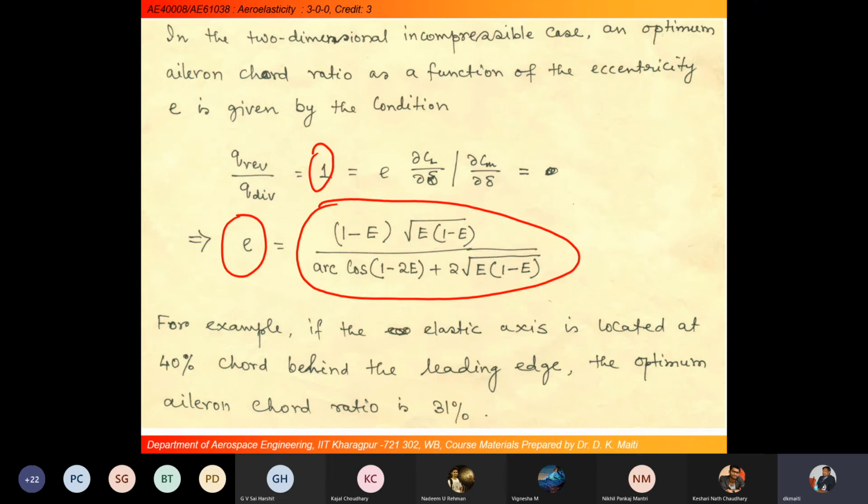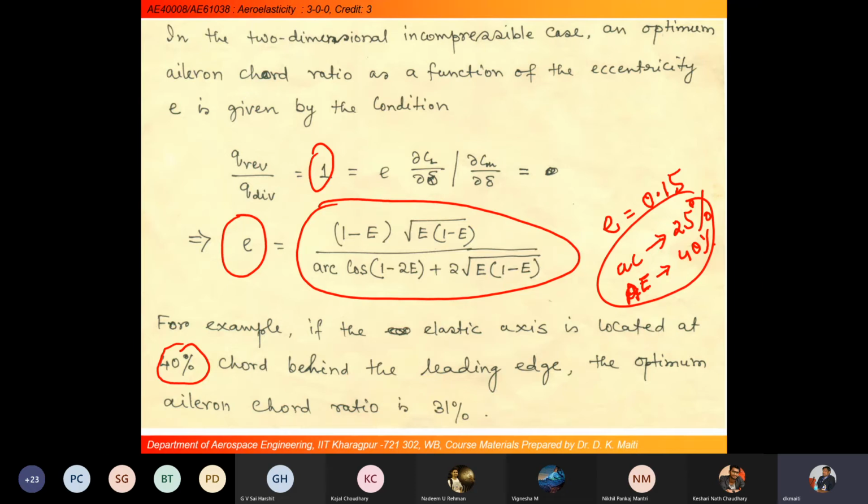For example, if the elastic axis is located at 40% chord behind the leading edge, and the location of the aerodynamic center is at the 25% quarter chord point, then e will come as 0.15. With that combination we will get the control surface length as 31%.